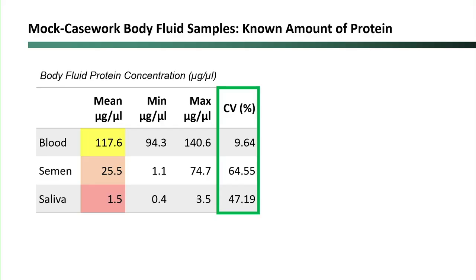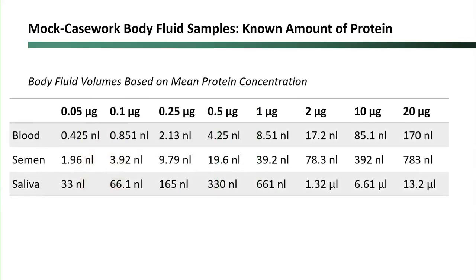And I also want to highlight the coefficient of variation here. Blood is very low. You don't see a lot of variation in blood. It's very tightly controlled. Versus semen and saliva, hugely higher variation from person to person, so any individual sample can give you a wide range of total protein amounts, especially for semen.